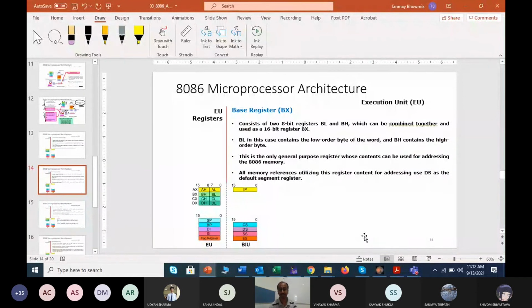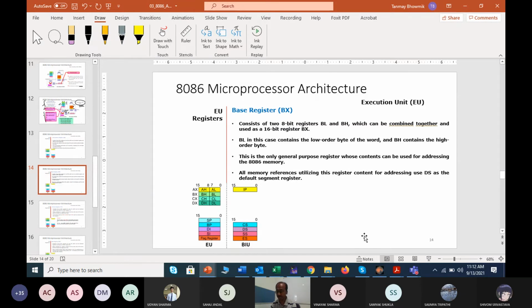That is a base register. It consists of two registers, again BL and BH, the same case, same scene. BL contains the lower order byte of the word, BH the higher order byte of the word, the same thing. Then the general purpose register whose contents can be used for addressing the 8086 memory.